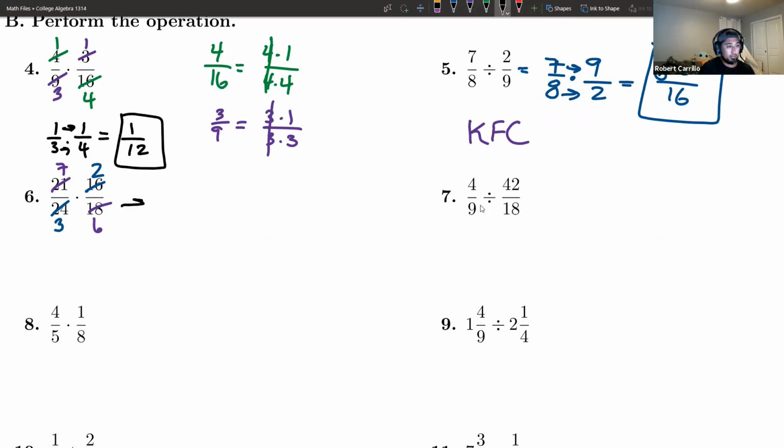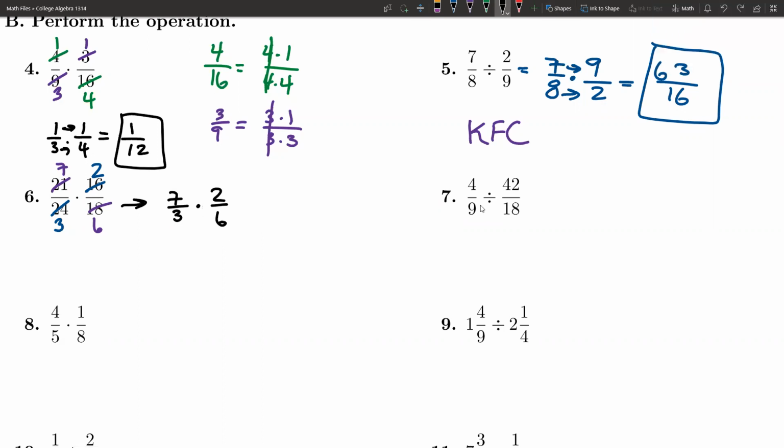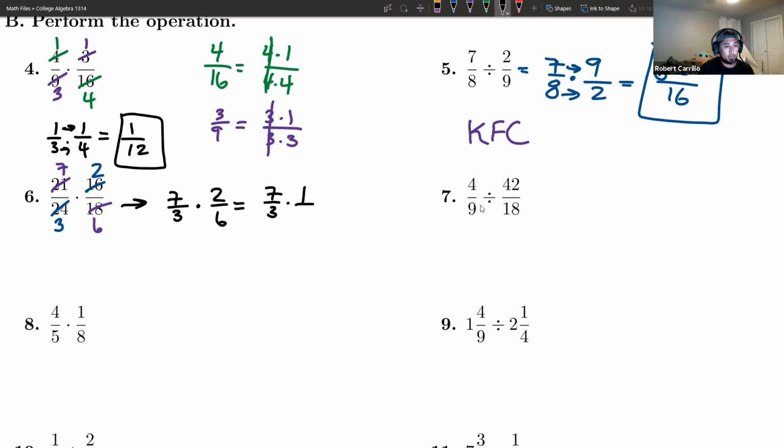Let's rewrite what we have. 7 thirds times 2 sixths. And actually, we can reduce this to 6. Anybody know what that reduces to? 1 over 3? 1/3. Good. So this becomes 7 thirds times 1/3. And now we multiply straight across and get 7 ninths. Beautiful. All right. Excellent.